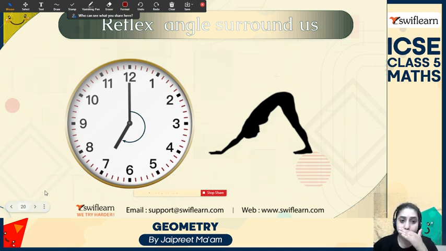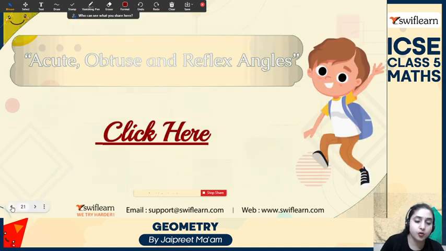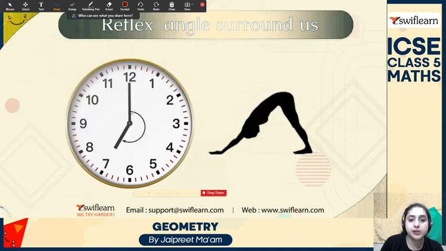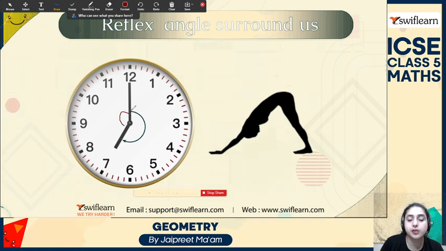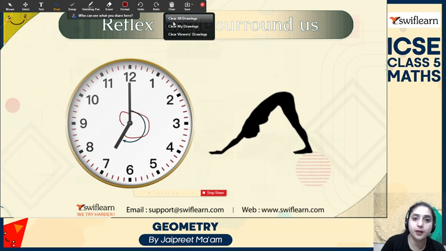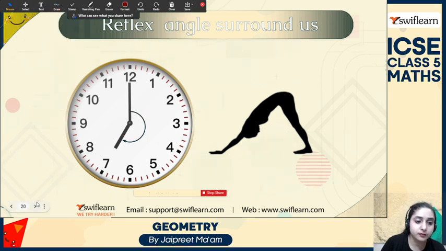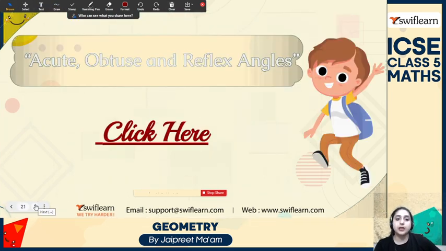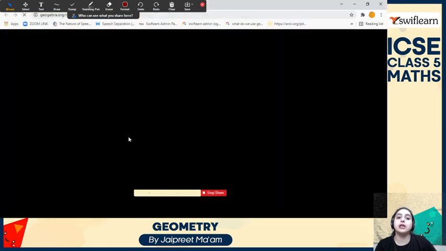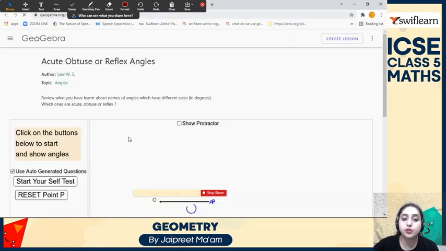For example, in a clock, we can see 7 o'clock, the outer. You will see this one, this is obtuse. You will see this side, this is a reflex angle. Okay. So click here and let's see acute, obtuse and straight angle.